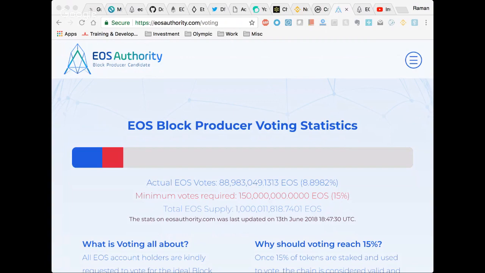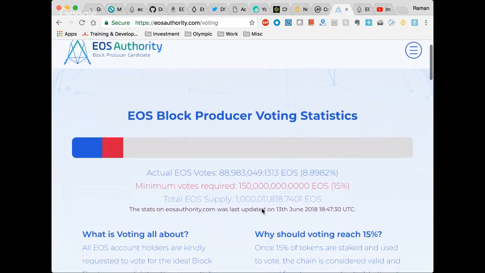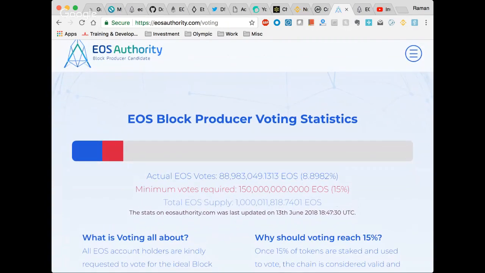Now, the benefit for them is that they are going to be paid. They are going to be paid by inflation. What that means is there will be new tokens created. Every year, around 1% will be used for paying these block producers. And there is another 4% per year for voting proposals. They can be used as per the democratic decisions by the block producers and the community.